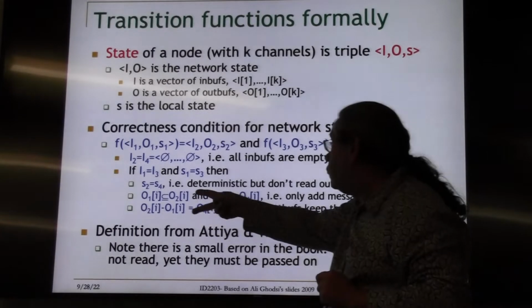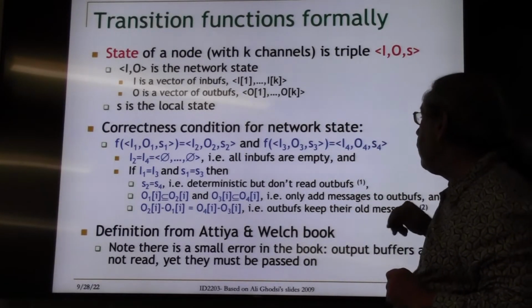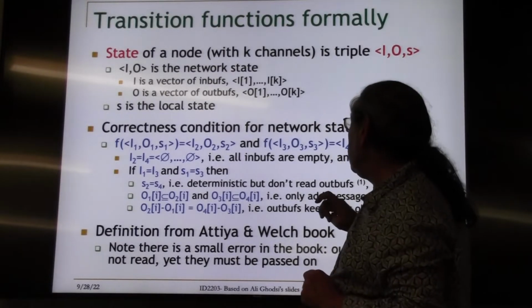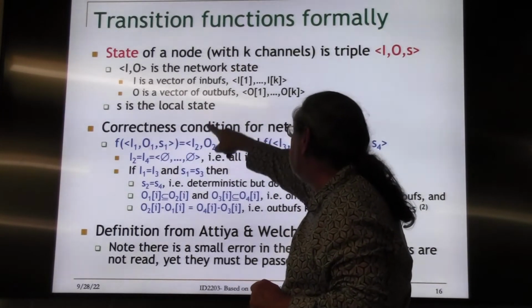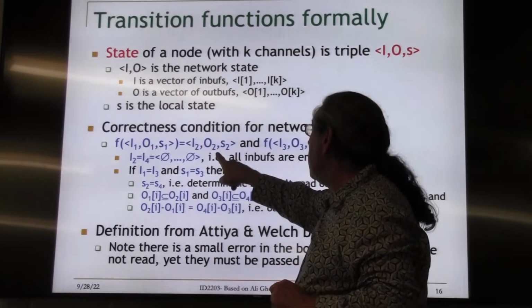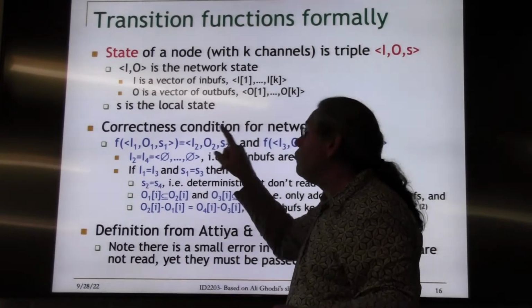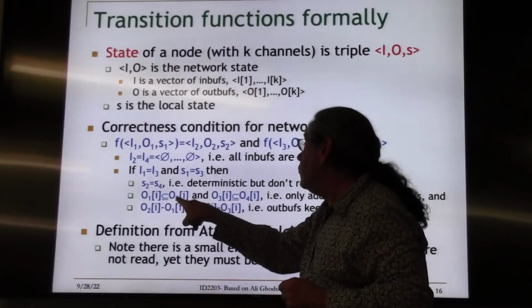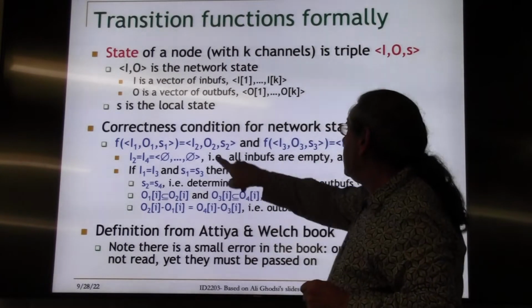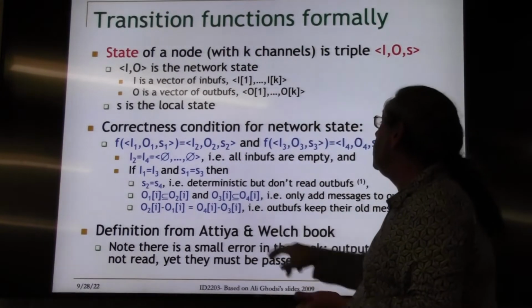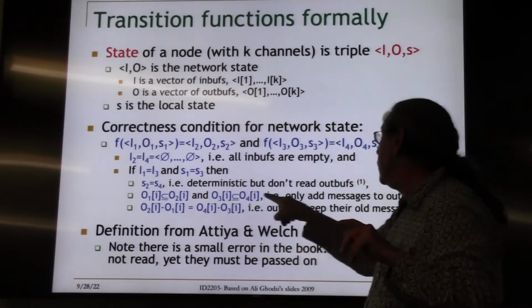And now there are 2 conditions on the network. So we know that O1 has to be a subset of O2 for every I. That means F can only add messages to the out-buffs, it cannot remove them. The O2 has to be at least as big, not smaller, than O1, which means that we can only send messages in the out-buffs. We're not allowed to remove. That's this condition here.